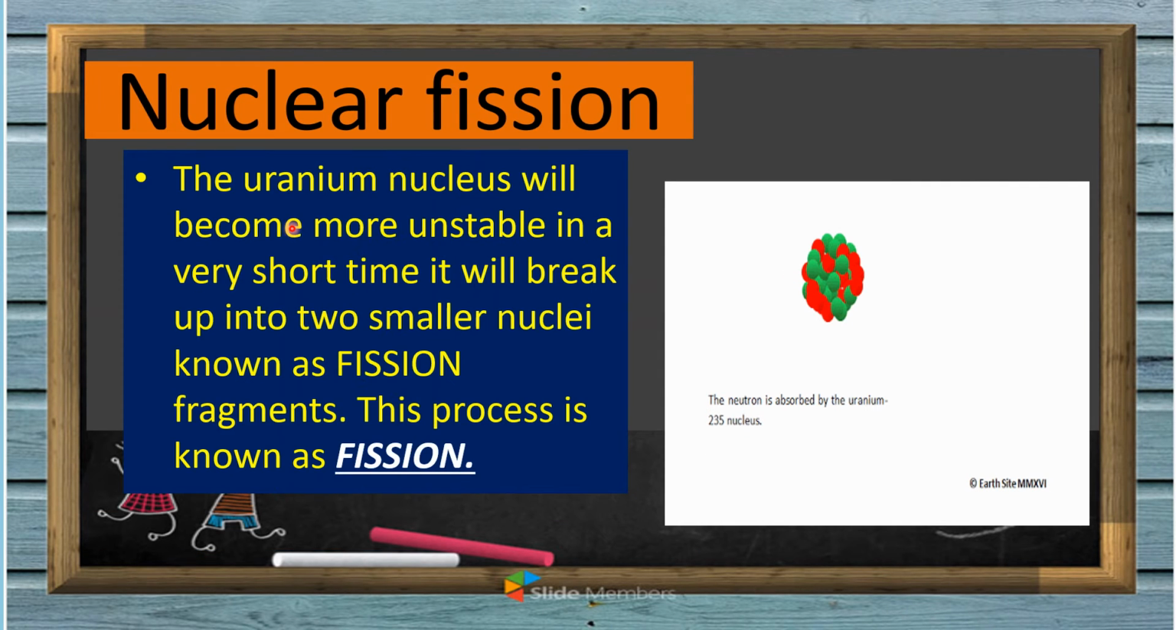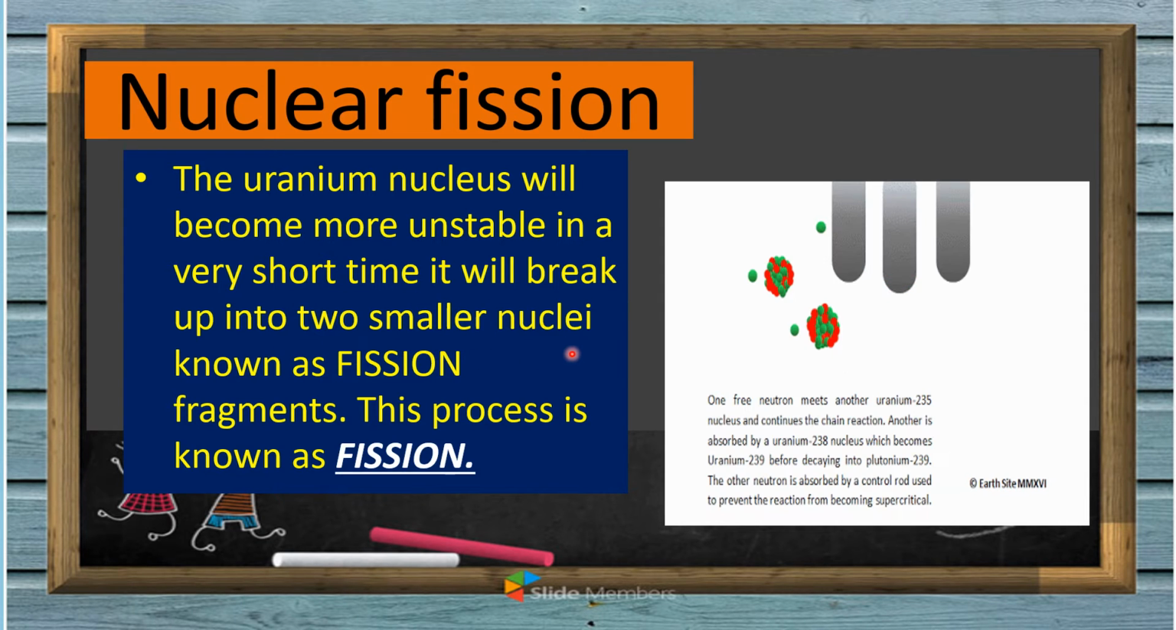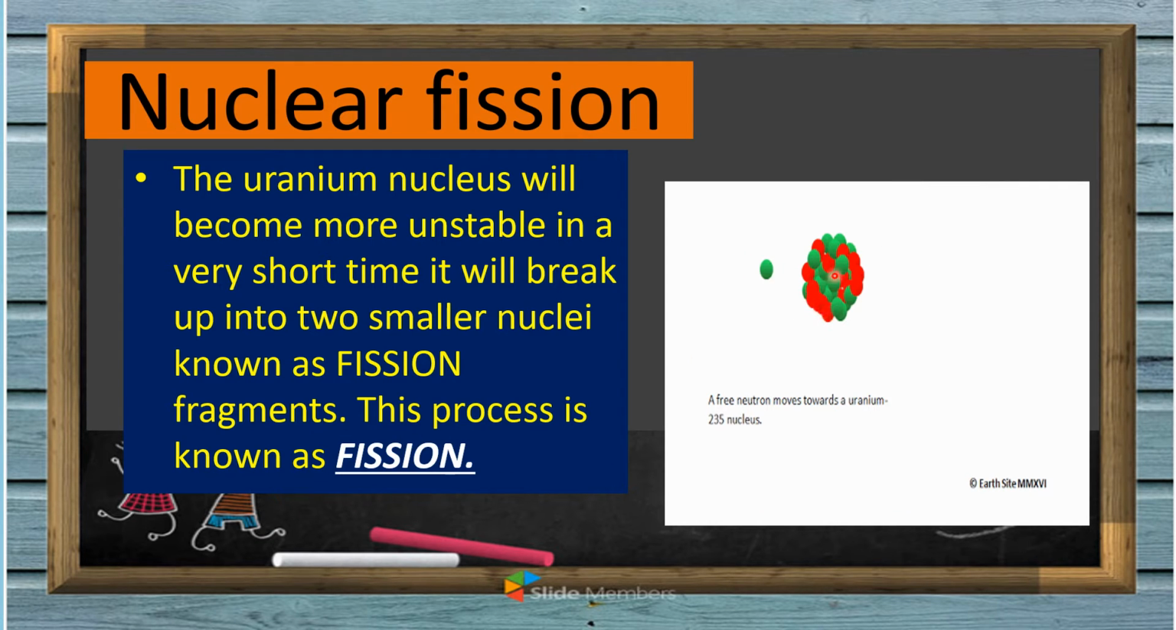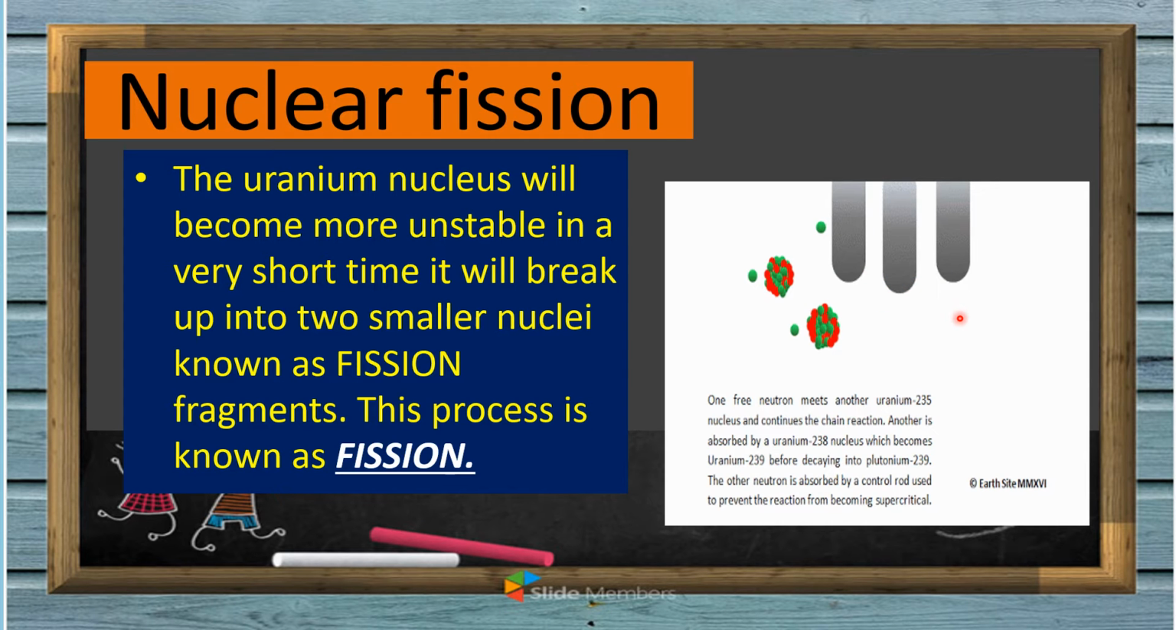So what will happen next to the uranium? The uranium nucleus will become more unstable in a very short time, and it will break up into smaller nuclei. It is known as fission. So this process is known as fission because the uranium-235 is hit by the neutron, and then the uranium splits into parts, and some neutrons are also released.